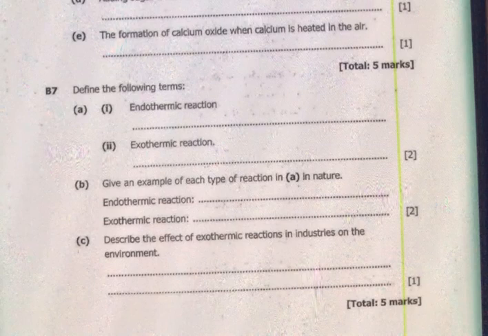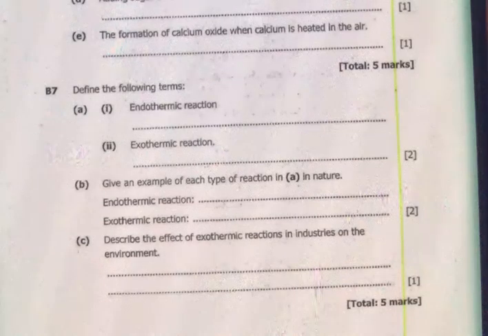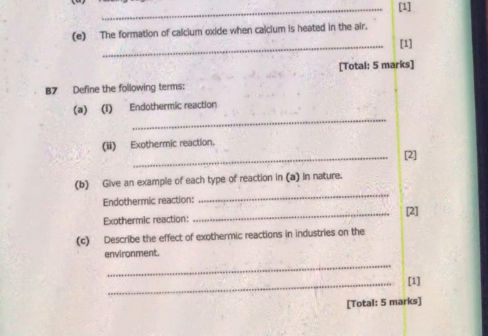So part B says, give an example of each of the reactions in nature. Nature, not artificial. Not now, I'm in the lab. We're not talking about laboratory reactions. We're talking about processes that do happen in nature. And we have those major ones that we know.